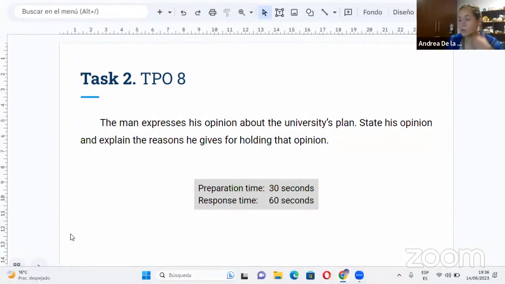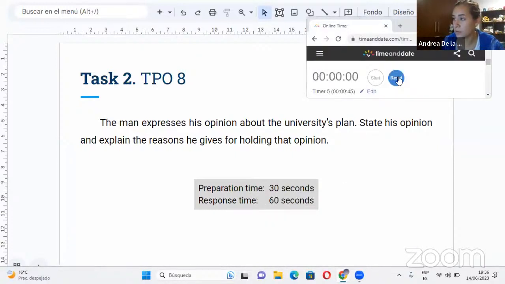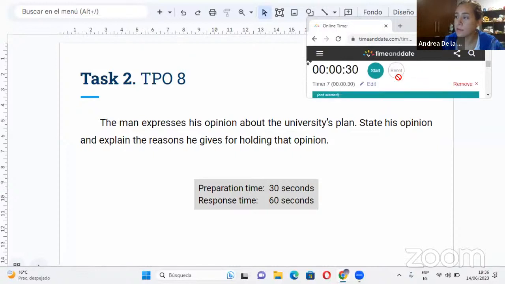Now, the man expresses his opinion about the university's plan. State his opinion, and explain the reasons he gives for holding that opinion. Now you will have 30 seconds to prepare your responses.